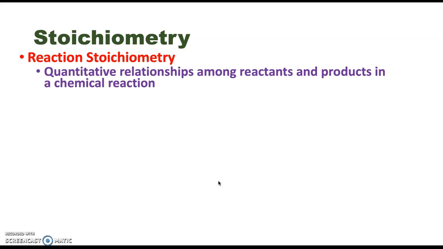So reaction stoichiometry: the quantitative relationships among reactants and products in a chemical reaction. Like I said a second ago, it's basically if this much goes in, how much do we expect to come out? If I have 10 grams of reactant going into the reaction, how many grams of product should come out? So that's what you'll be able to solve when we learn how to do stoichiometry.